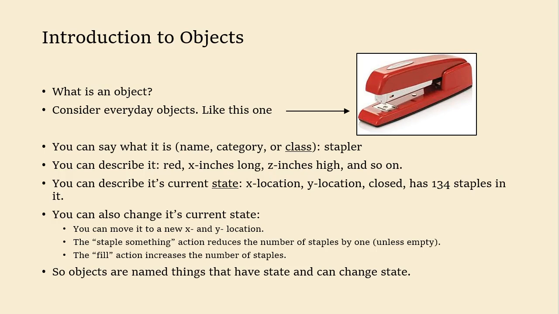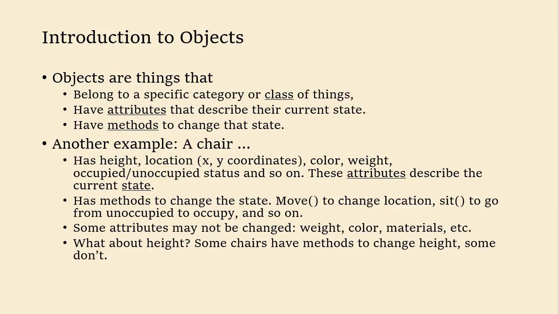And then you can also change its current state. You can move it. You can staple something, which would reduce the number of staples by 1. You could fill it back up, which would increase the number of staples. So objects are things that have state and can change state. Your software objects will do a specific job. They'll be there for a reason, and they have state and they can change state. So they belong to a specific category or class of things. They have attributes to describe their current state, and we have some kind of a method to change that state.